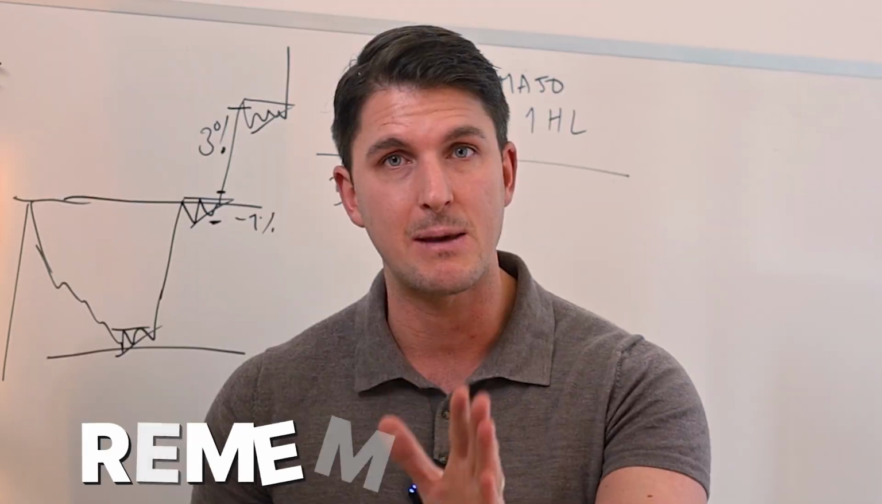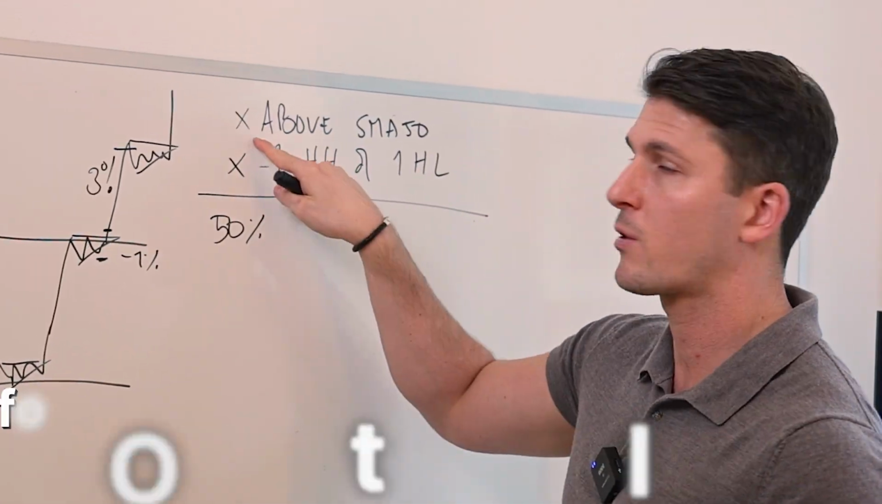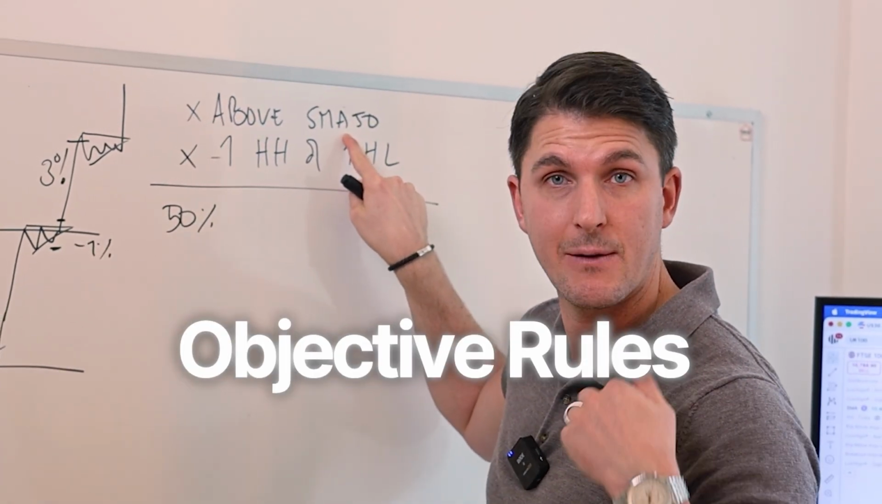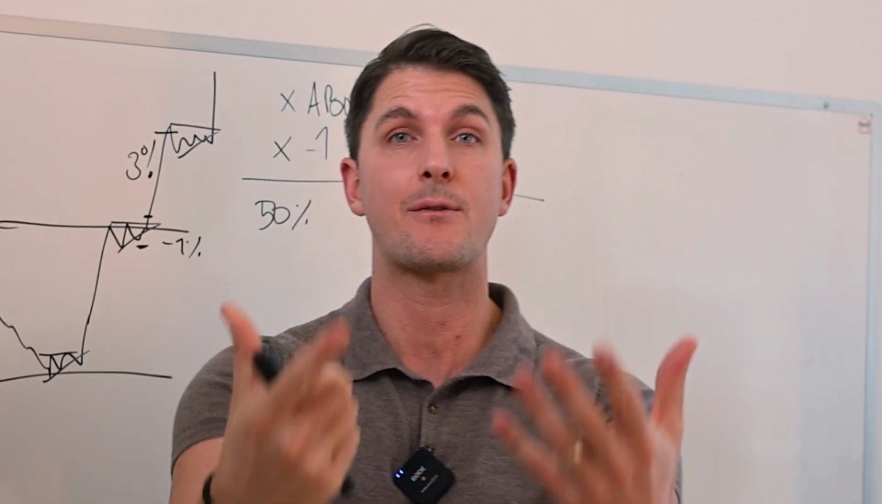The key thing you need to keep in mind is that you gotta make the rules objective. For example, I follow the trend. It is when the price is above SMA 50. Objective, same for me, same for you. I wait for 1 higher high and 1 higher low. Objective, same for me and same for you.